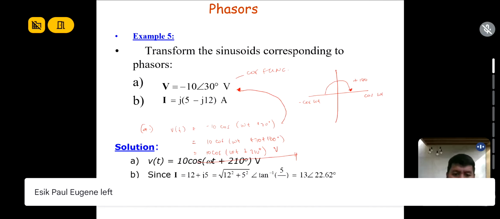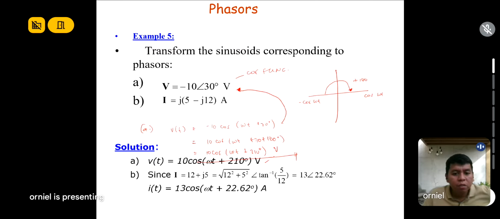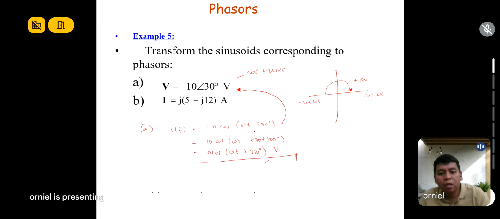Okay, so that is the breakdown. And for the letter B, from this, convert it into rectangular form, since this one is in rectangular form.